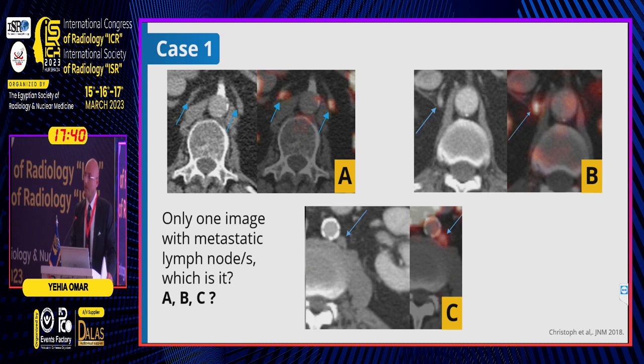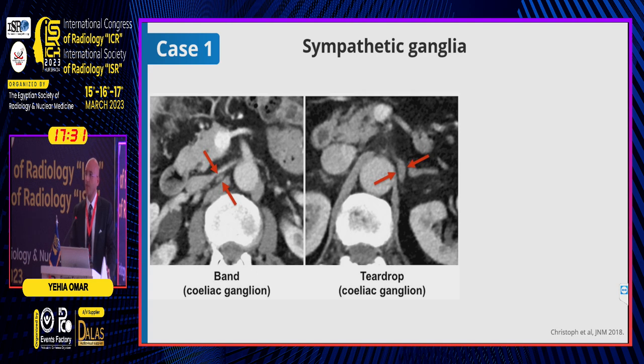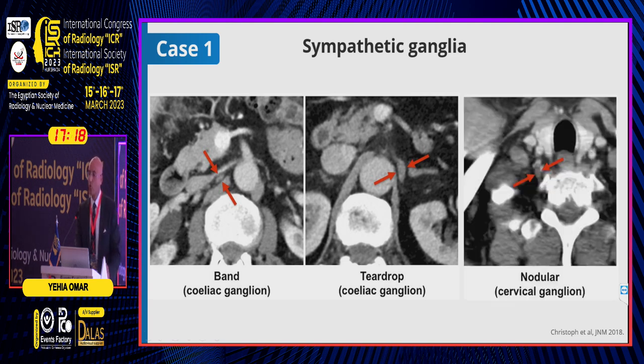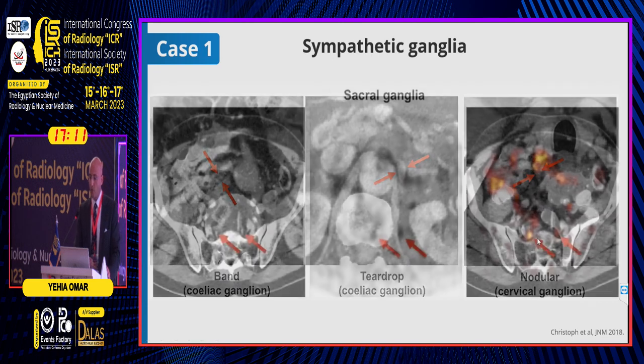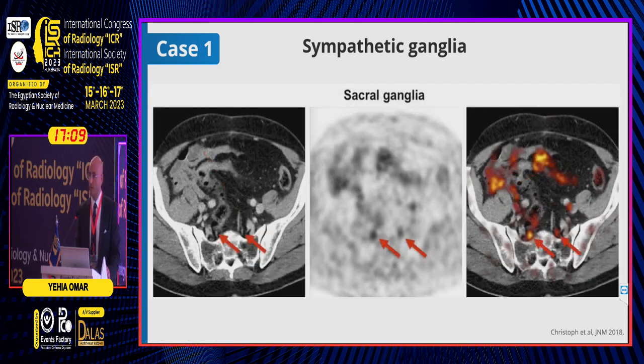Exactly. C is the metastatic para-aortic abdominal lymph node. And A and B are called celiac sympathetic ganglia. And this is completely normal uptake. This is the right celiac ganglion, as you can see it here. This is the left-sided celiac ganglion. Again, this is completely normal. Also, we can see cervical ganglia, as the one seen here. And we can see also sacral ganglia.